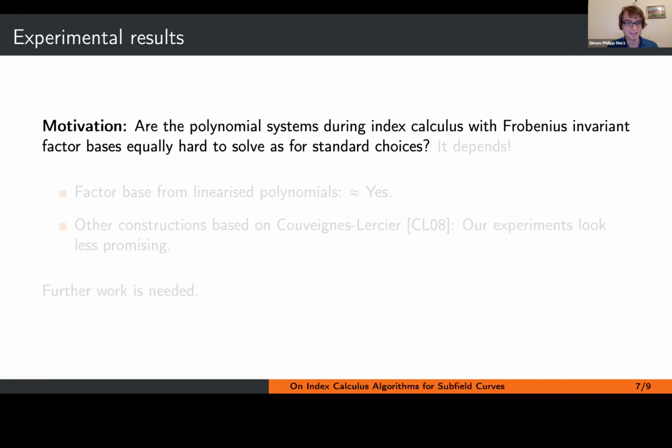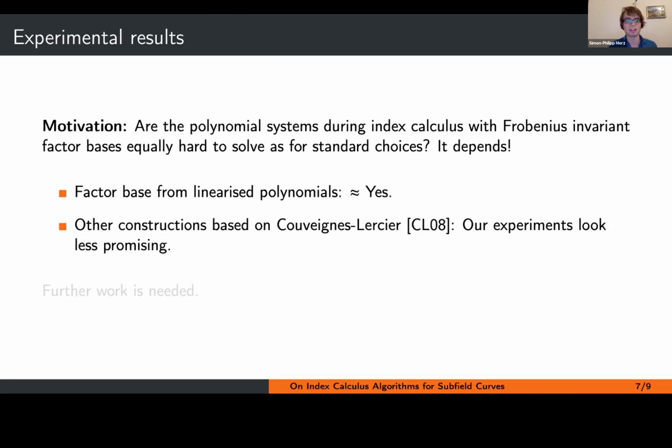One thing that I swept under the rug so far is that obviously we reduce the number of polynomial systems, but the question is whether they are equally hard to solve now with a new factor base, and therefore we made some experiments, and the answer to that question is it seems to depend. So we gave multiple constructions of such factor bases, and in one case it looked very promising, and the other ones it didn't look very promising. I guess further work is needed here.